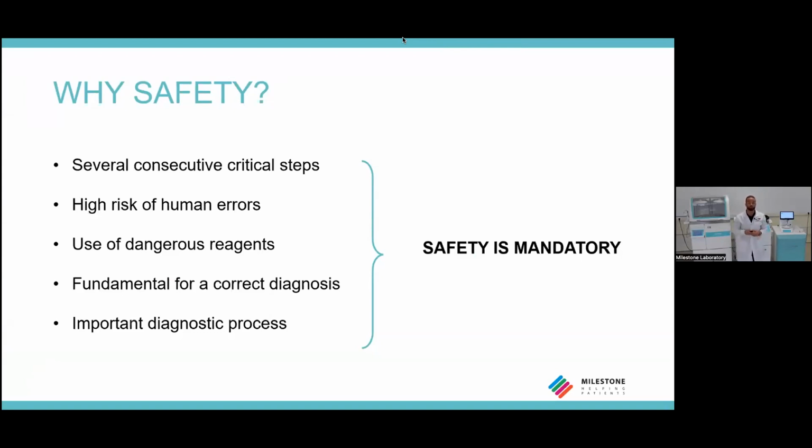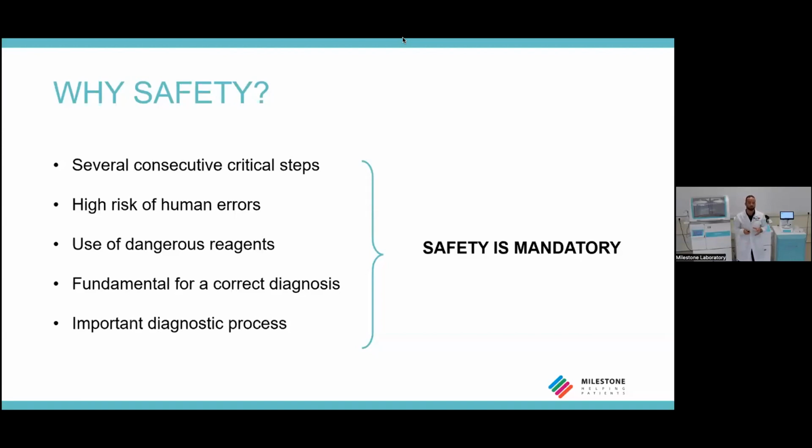There's the use of dangerous reagents, and some of them are really harmful for humans. And there's a high risk of inhaling toxic fumes during tank cleaning or replacement. Also, processing is fundamental and extremely important for the diagnostic process, because good processing leads to a good slide preparation and a much more accurate diagnosis. So safety, because of all those features mentioned above, is mandatory.